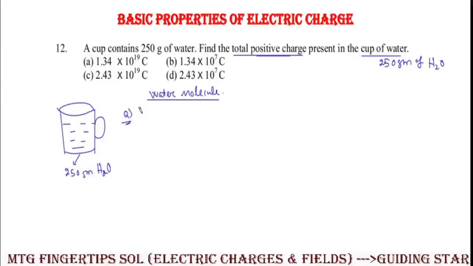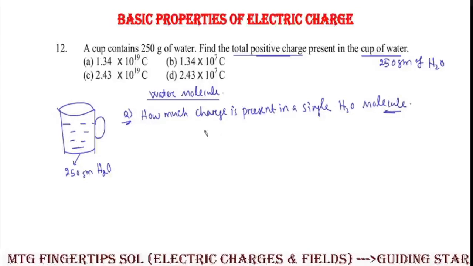So now the first question is, how much charge is present in a single water molecule? So how will you calculate that one? If you take a water molecule, that means it contains 2 hydrogen atoms and 1 oxygen atom. So it contains 2 hydrogen and 1 oxygen. Clear?